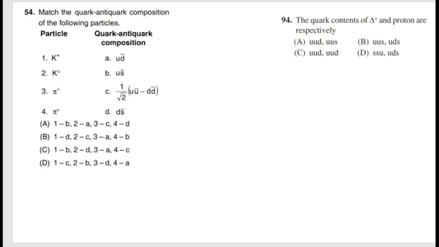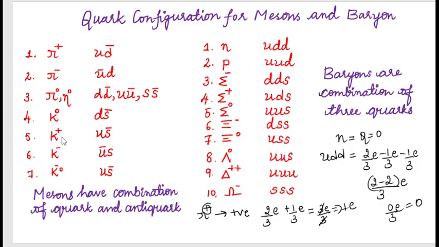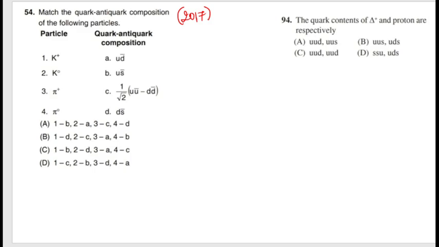Let us move to the next slide and the next question, the 54th question, which was asked in the year 2017. Okay, so this is also an easy question, and it is from the quark composition again. We have K mesons, that is K positive, K0, pi positive, and pi 0. Let us solve this question. K positive, its quark configuration will be U S bar. So K positive is U S bar, that is option B.